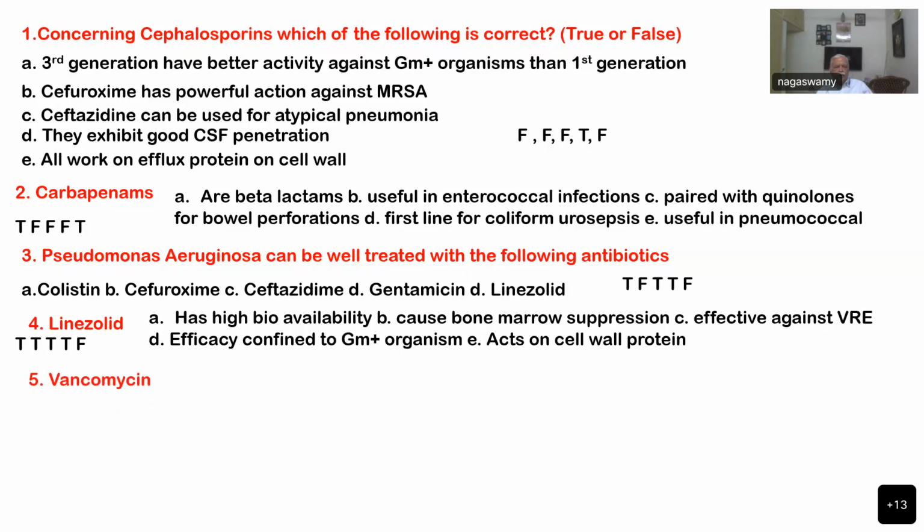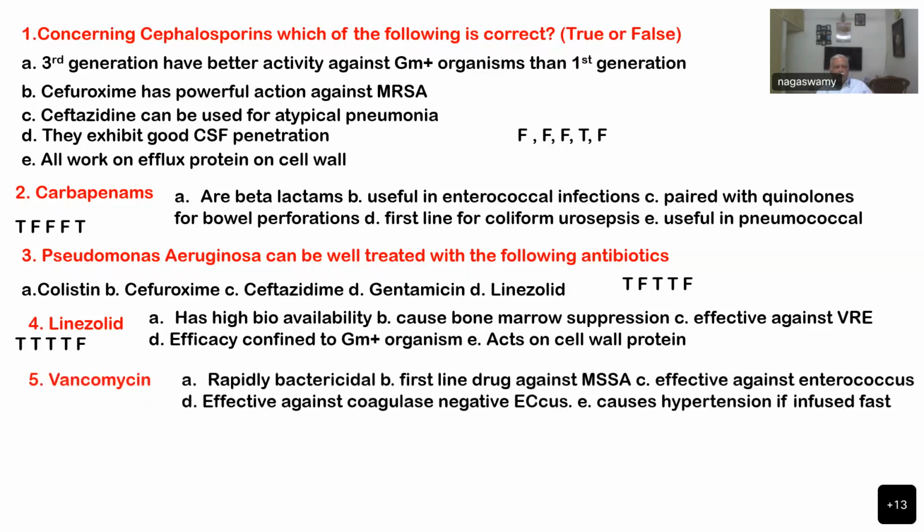About vancomycin, it is rapidly bactericidal, the first line drug against MSSA, effective against enterococcus, effective against coagulase negative staph, and causes hypotension if infused fast. Bactericidal. A true, B true, sir. So two trues. Okay. What about C, D, E?